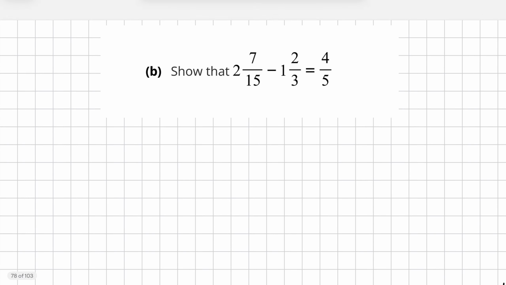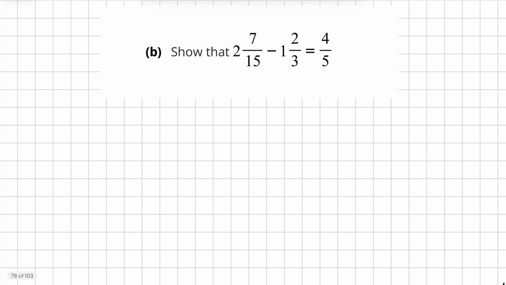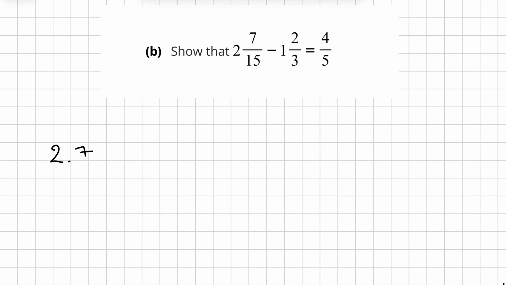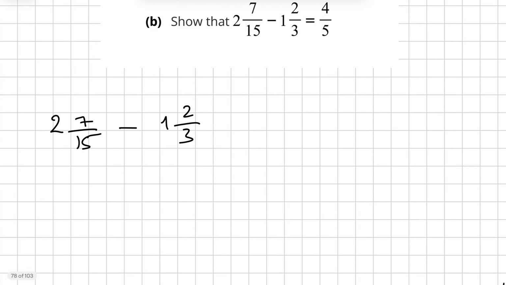We have another one here, the same principle, guys, but this time we're going to subtract, and we're going to make the denominators the same because it's subtraction. So there is an additional step here, but ultimately it's the same thing when it comes to changing them into the improper form. So we're going to have here 2 and 7/15 minus 1 and 2/3, and we're going to show it in this form. So the end is going to be a proper form.